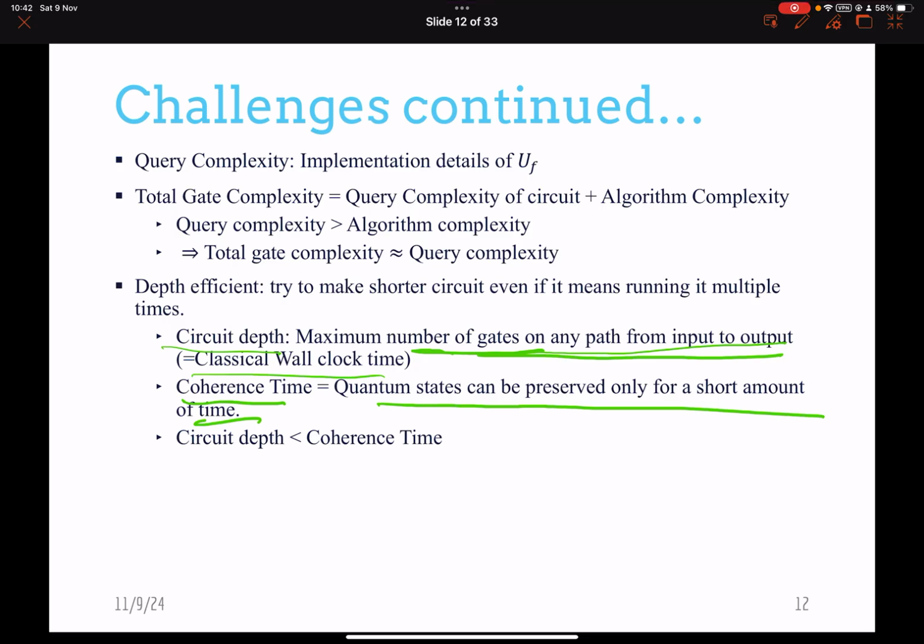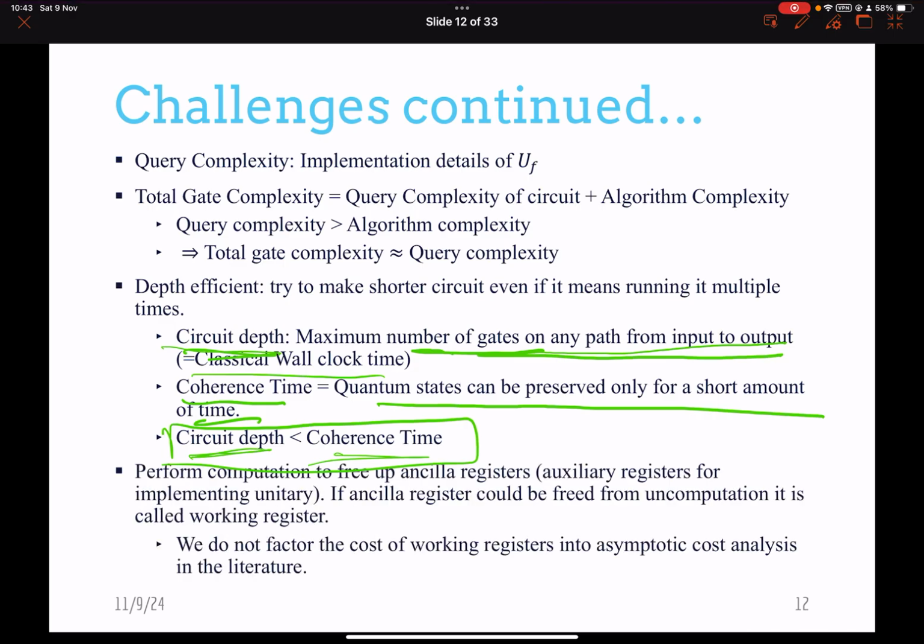So we want the circuit depth to be less than the coherence time, because if the circuit depth is more than the coherence time, then the output will be garbage and won't make any sense, because all the qubits are decoherent by the time they reach the output. Circuit depth is equivalent to classical wall clock time, which is the time required for a qubit to get from start to the end. The number of gates in the path of the qubit is an indicator of that wall clock time, or the circuit depth. So we want the circuit depth to be less than the coherence time in order to get meaningful solutions.